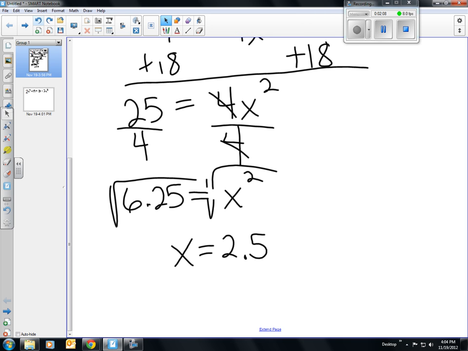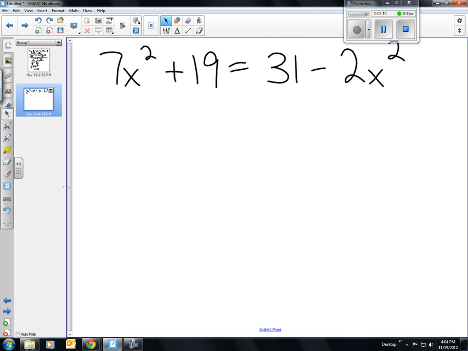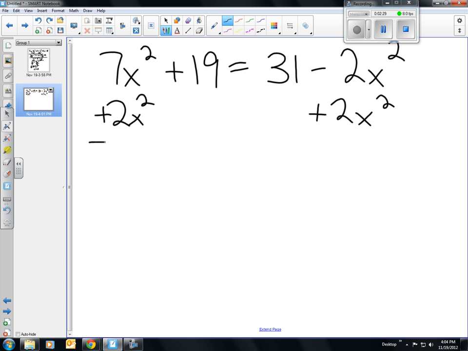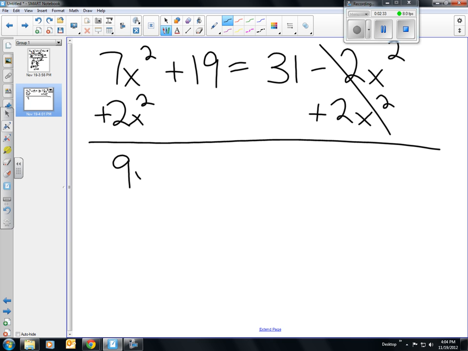Now let's look at another example. In this example we have 7x squared plus 19 equals 31 minus 2x squared. Again, our strategy, we want to get all the x's together on one side and get all the non-x's together on the other side. So I'm going to start by adding 2x squared to both sides of the equation. And here, that will equal 0. And then over on the left side, we'll get 9x squared plus 19 equals 31.